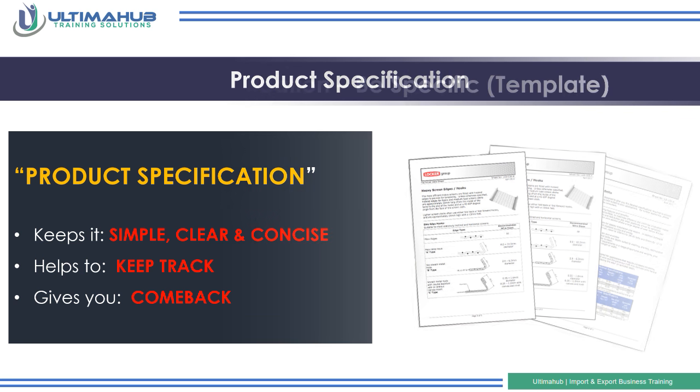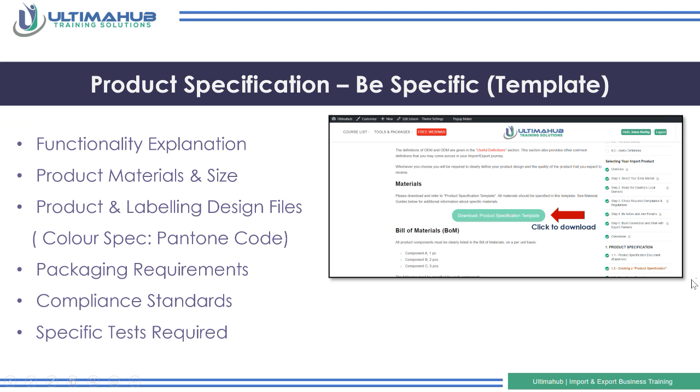So we give you a template, basically. We will actually give you a downloadable product specification template, as you can see there. It gives the functionality explanation, the product materials and size and dimensions, the labeling, the packaging, the compliance, and also the specific tests that are going to be required. You need to let the supplier know which tests they will need to conform to when making the product. So you let them know beforehand, before they start making a product using X, Y, and Z. You want to say, look, this test is going to be carried out. This product that we're making has to conform to these standards, and all of this needs to go on the product specification document.